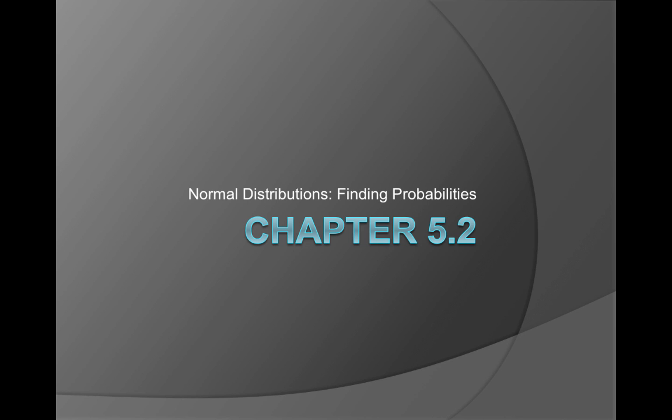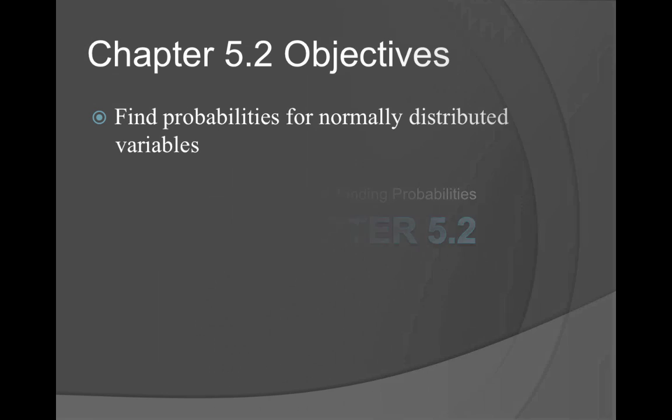All right, you guys, so we've been talking about the standard normal distribution. Remember, this standard normal distribution has a mean of 0 and a standard deviation of 1. Now in chapter 5.2, we're going to look at finding probabilities of any old normal distribution.